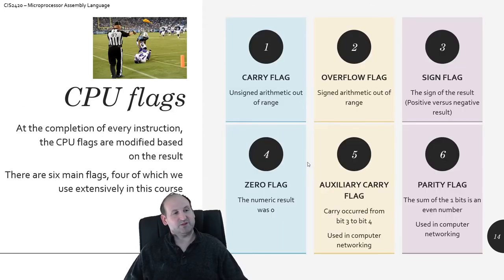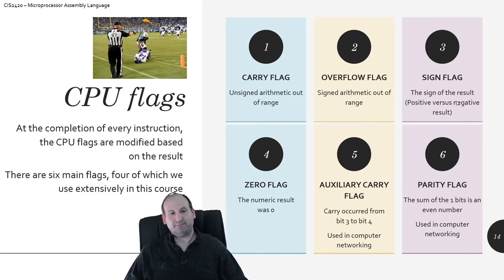All right, we talked about the registers, but now we're talking about the flags. Every operation that gets performed, with an exception or two, affects the flags. The first four are the big ones. Five and six, the auxiliary carry and parity flag, we're never going to touch. That's generally used for computer networking, to determine if information sent over a network got from point A to point B correctly. So basically error checking.